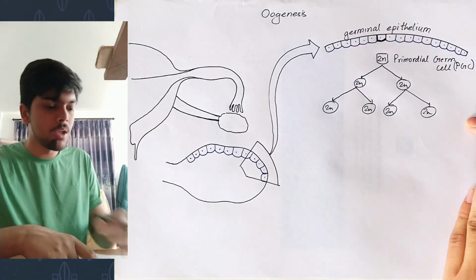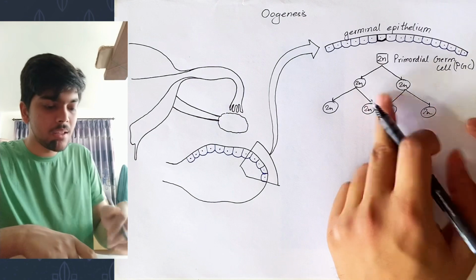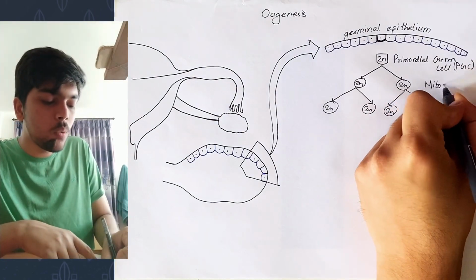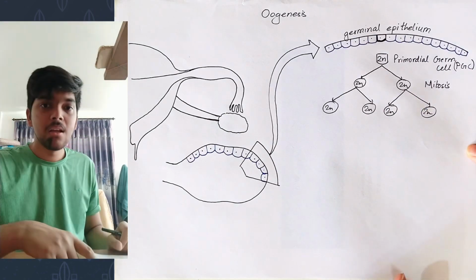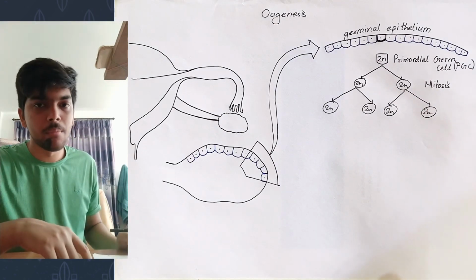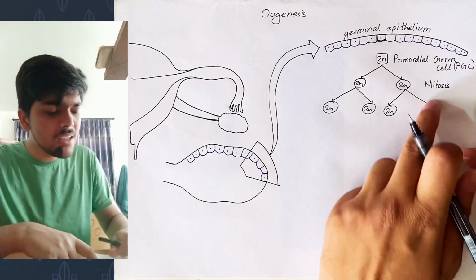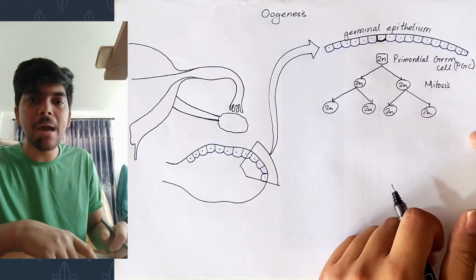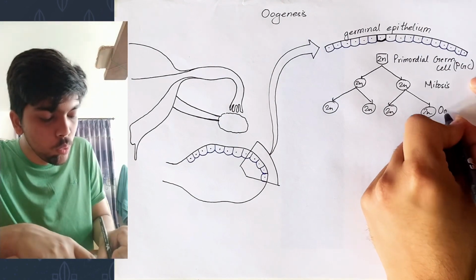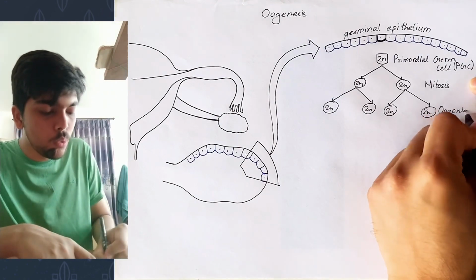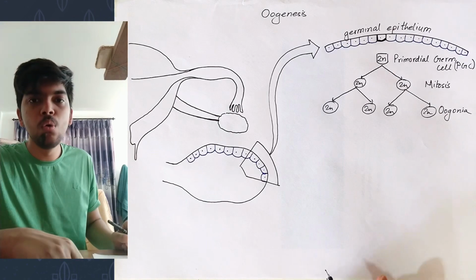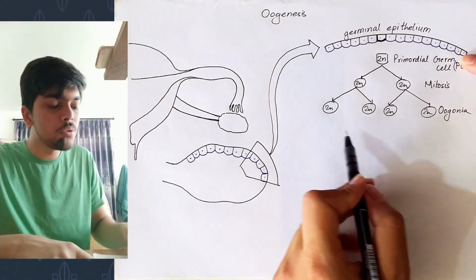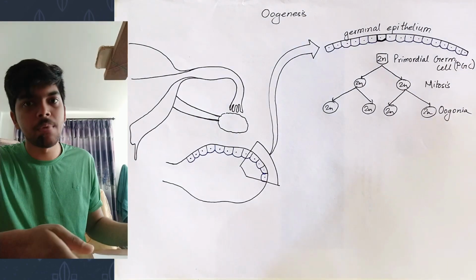And that's exactly why the cell division taking place here is mitosis, because mitosis is an equational cell division. That is, mitosis does not change the number of chromosomes. The various germ cells that are formed from primordial germ cell by the process of mitosis are called oogonia. Oo refers to egg, gonia refers to offspring. So these cells are going to have egg as their offspring.